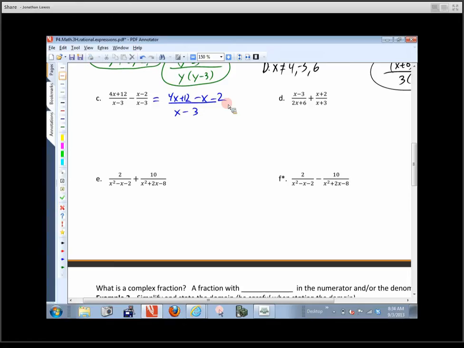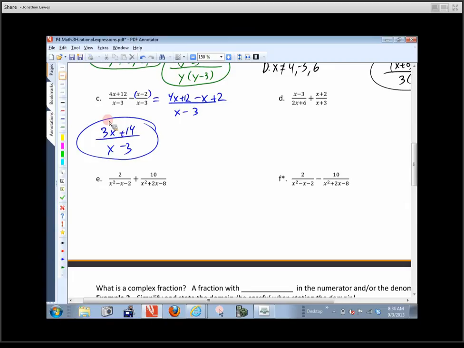People make this mistake all the time. What did I not do correctly? What's the word back there? I didn't distribute, okay? This is minus every one of those terms on the top. So yeah, it's going to be minus x, and it's also going to be minus a minus 2, which would make this a plus 2, okay? So this is going to be a 3x plus 14 over x minus 3. That's the answer. What did I not do, though?